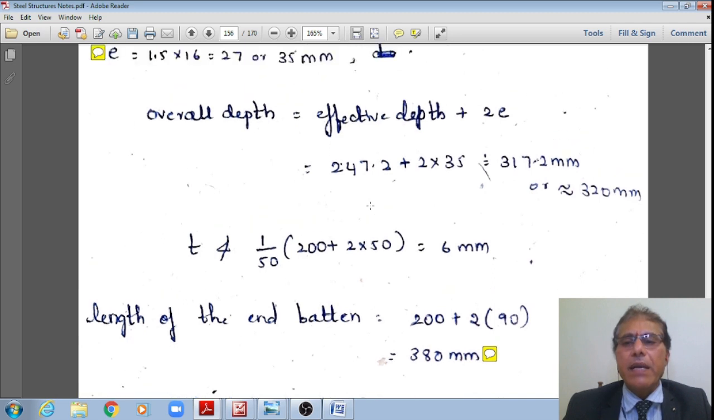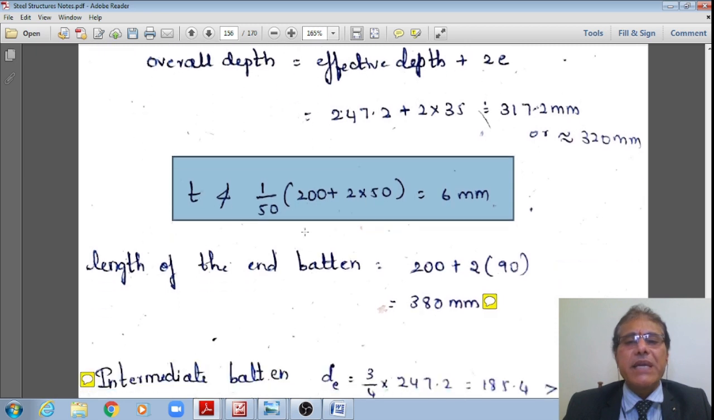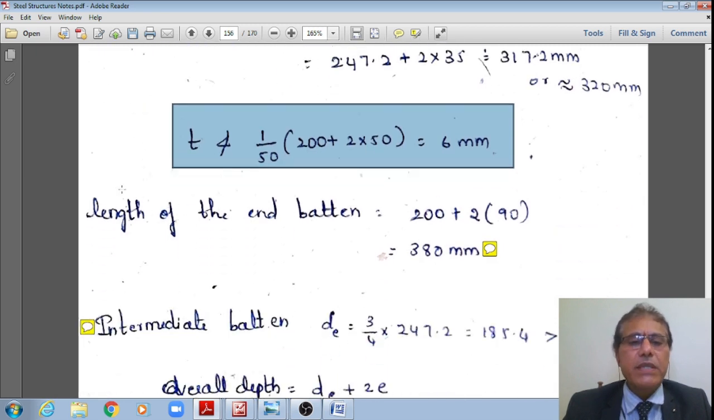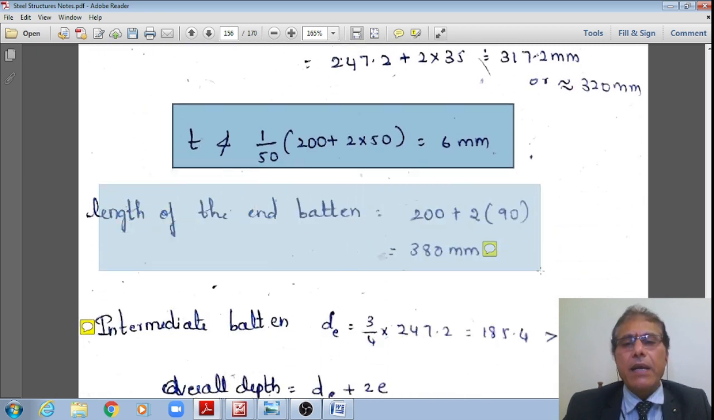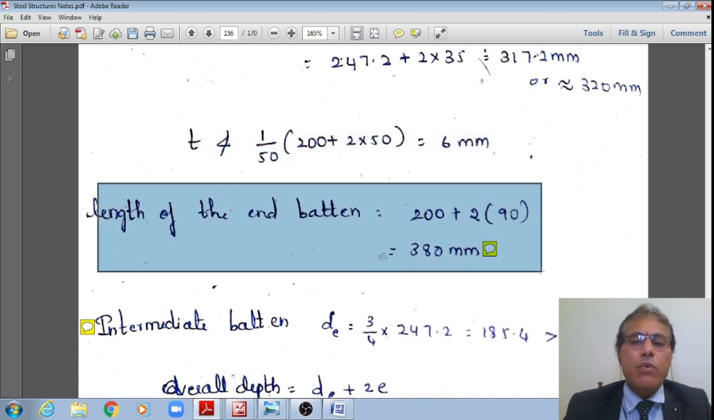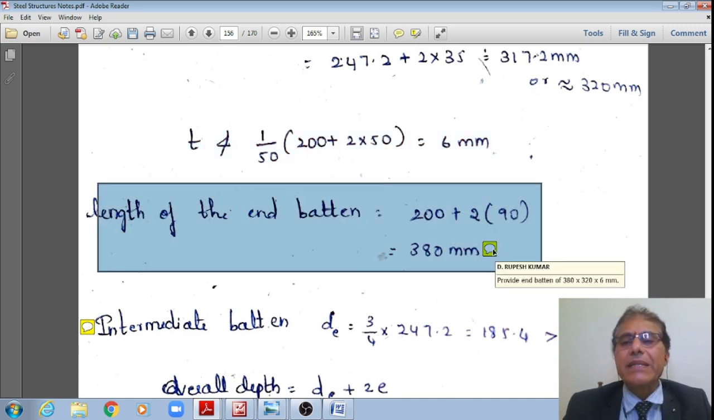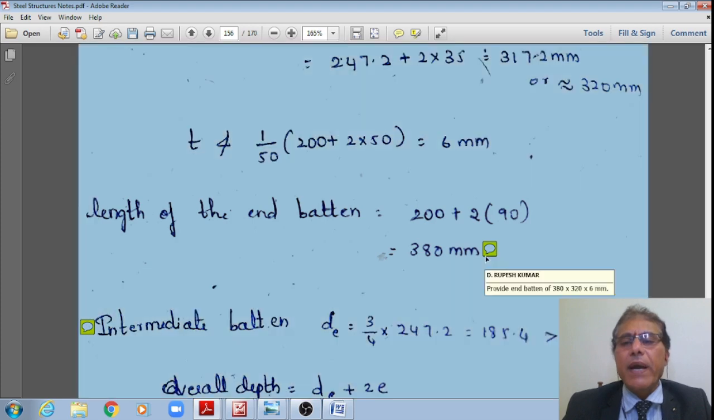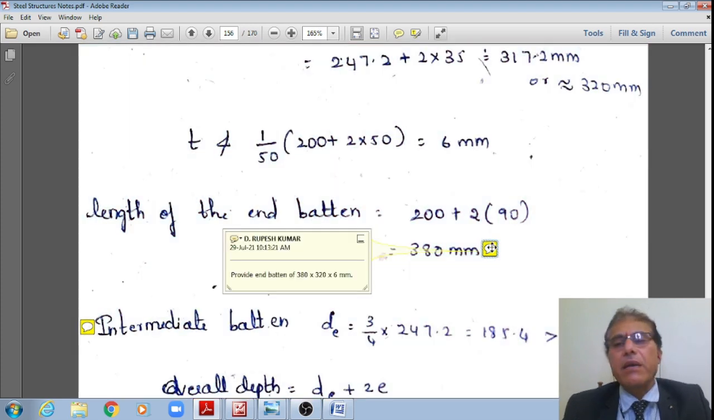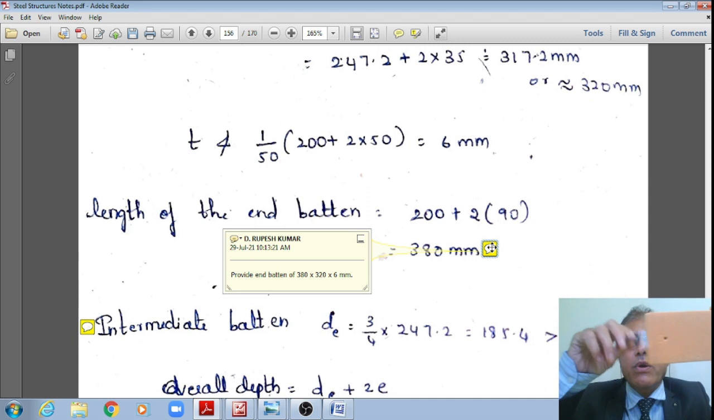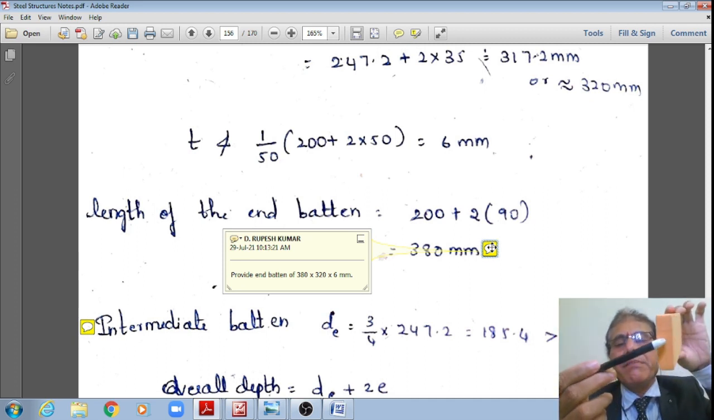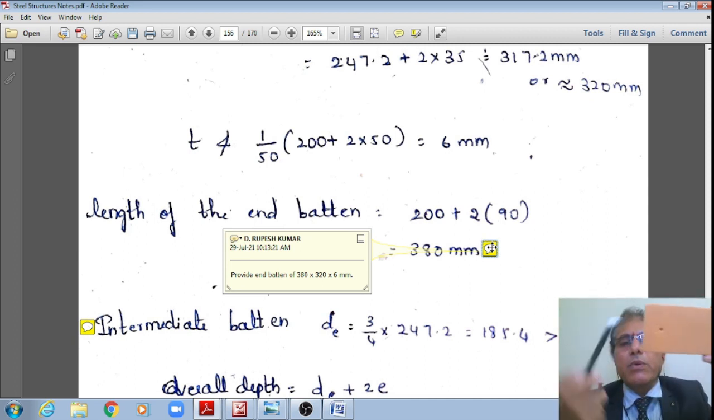Therefore, 247.2 plus 70 works out to, say, 317, or approximately 320 mm for the end plate. For the end batten plate, the depth is 320 mm and the thickness should not be less than 6 mm. The length of this end batten is 200 plus 2 multiplied by 90, which is 380. Hence, the end batten size should be 380 mm length and 320 mm overall depth with a thickness of 6 mm, that is 380 by 320 by 6 mm. I'll show that schematically also, students.